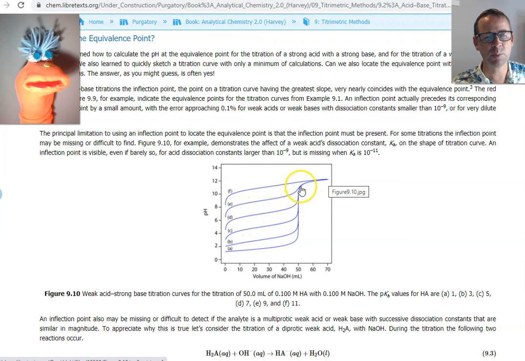D, you can see that there's plenty of space where it's changing rapidly, and that's how you identify the end point of the titration: you monitor the rate at which this curve changes. So if it starts off flat and then starts going up sharply, that sharp change there is what you use to measure the end point of your reaction.